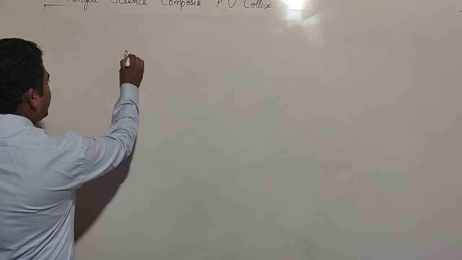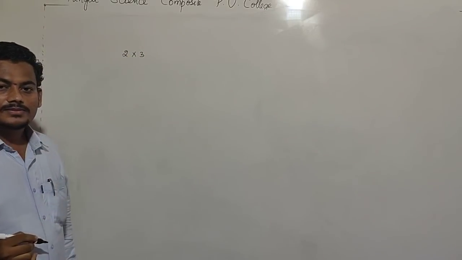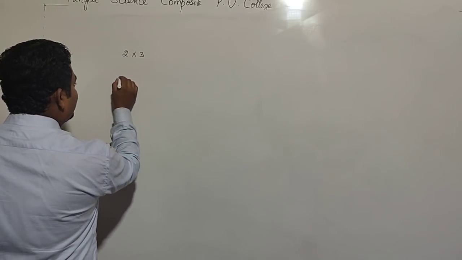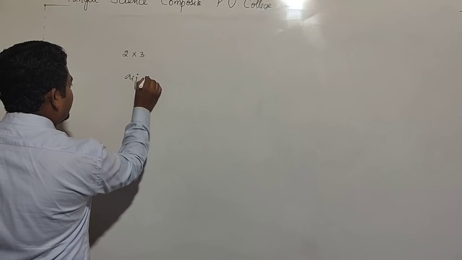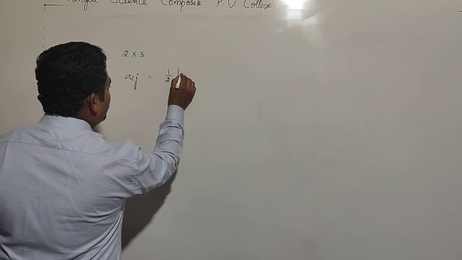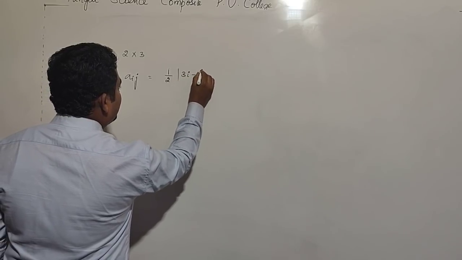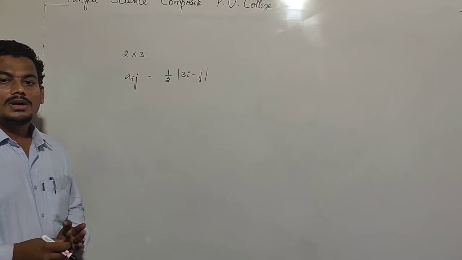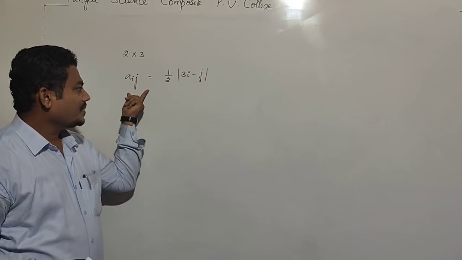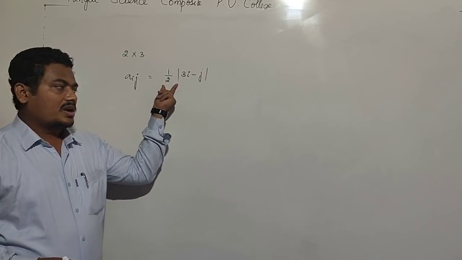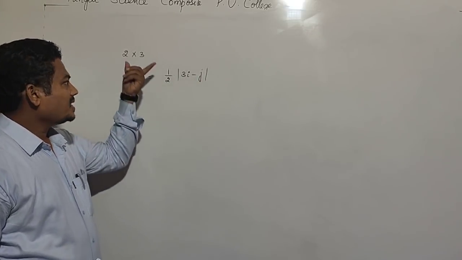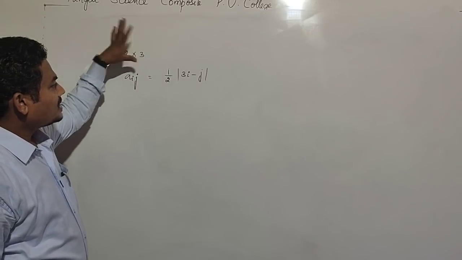Let us discuss some more problems on construction of a matrix. Construct a 2 cross 3 matrix whose elements are given by Aij equal to 1 divided by 2 times modulus of 3i minus j. First write the general 2 cross 3 matrix.